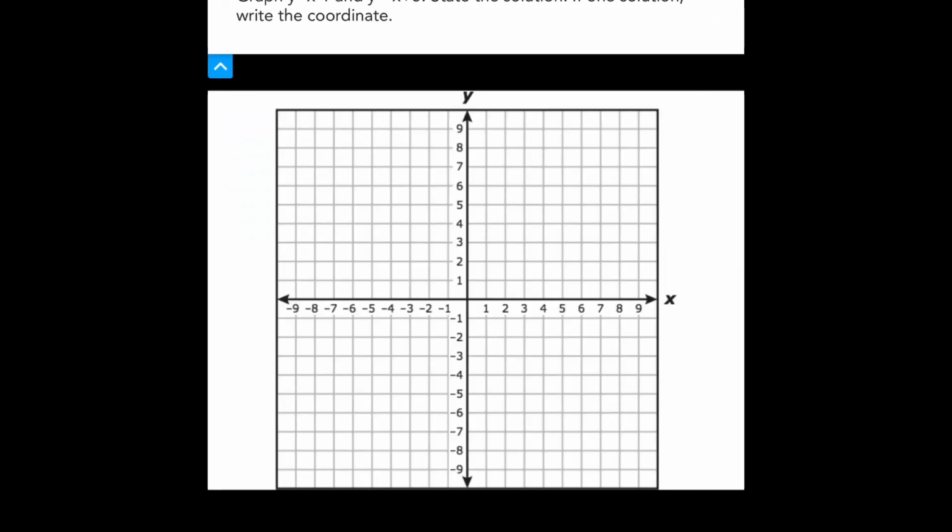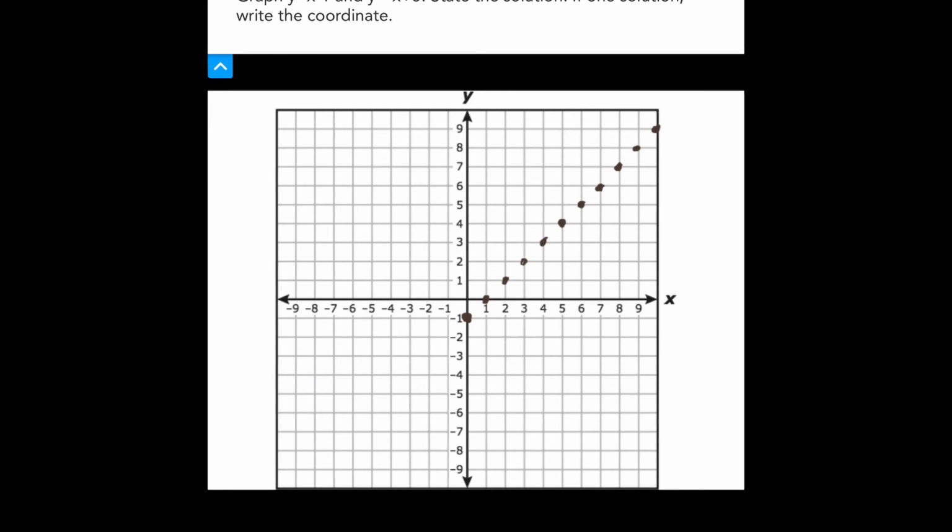So this next example, we're graphing y equals x minus 1 and y equals negative x plus 5. We're stating the solution. If one solution, write the coordinate. So y equals x minus 1, we're going to start at negative 1 on the y-axis, and since it's just x, that means there's an invisible 1 in front of it. So that means we're going to go up 1 over 1, and that's going to happen about 1 billion times on this graph. So we're just going to graph a bunch of those points.